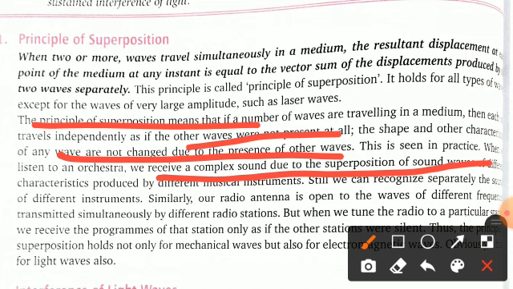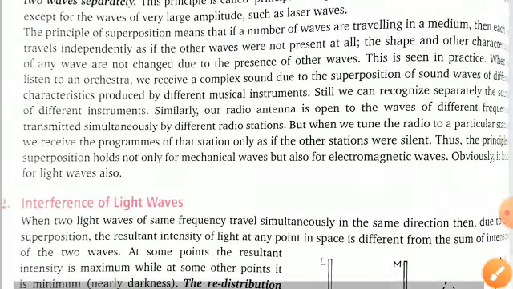Fine. Similarly, our radio antenna is open to waves of different frequencies transmitted simultaneously. As you know very well, there are different types of waves traveling in our medium, like radio waves, microwaves, and others, but we can still identify our station. If we tune our radio, there are multiple frequencies present, but still we are able to listen to our particular channel. So when we tune the radio to a particular station, we receive the program of that station only, as if the other stations were silent. Fine. Thus the principle of superposition holds not only for mechanical waves but also for electromagnetic waves.